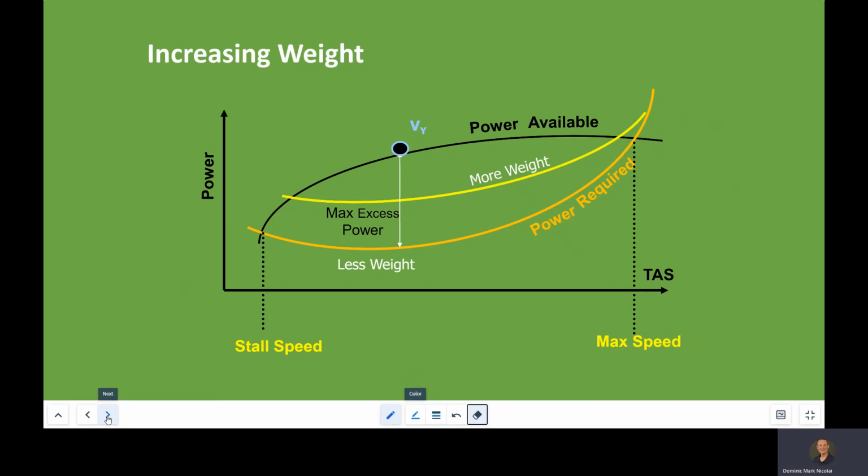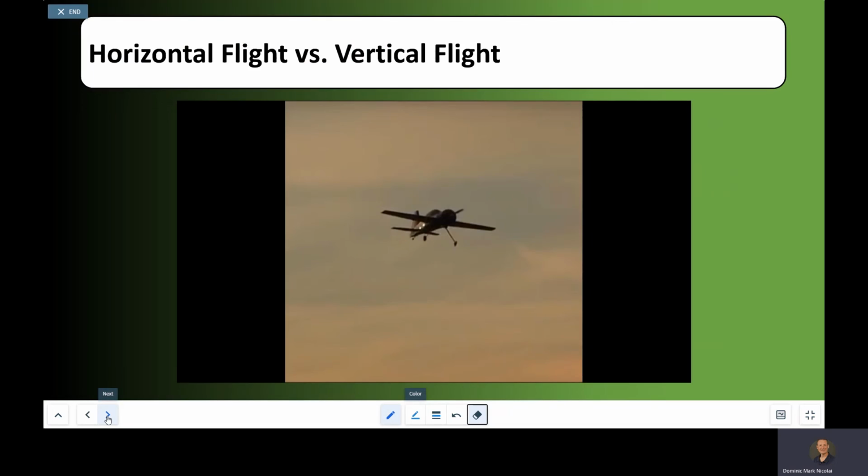So again, you can see that our maximum speed and our stall speeds have now changed. Can't fly as fast, and stall speed is higher. Distance between the two curves is also reduced as well. Again, we're using more power just to maintain level flight here. All right, fun stuff. Gotta love aerodynamics.